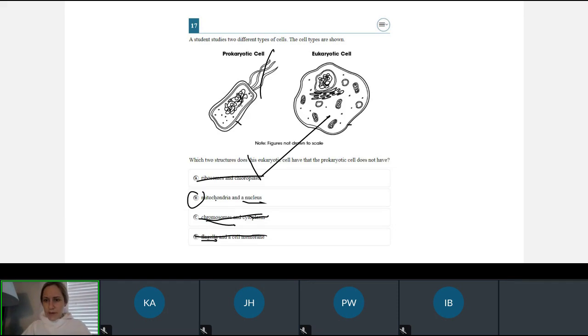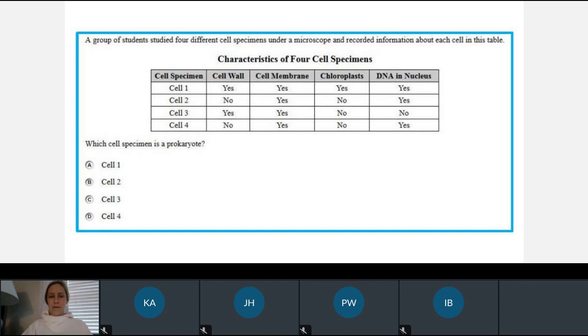All right, let's keep moving. Here we go. So, Ireland, would you like to read this for me? You can maybe read the title. I wouldn't read all of these just because that might be a lot. Okay. A group of students studied 4 different cell specimens under a microscope and recorded information about each cell in this table. Characteristics of 4 cell specimens. Which cell specimen is a prokaryote? A, cell 1, B, cell 2, C, cell 3, or D, cell 4.